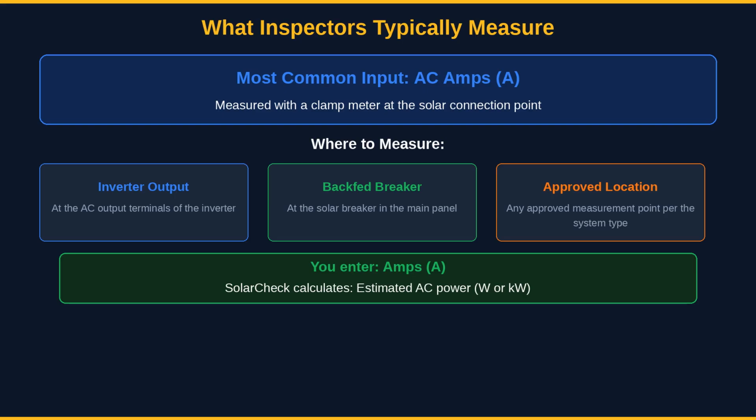In most inspections, you will measure AC amps using a clamp meter at the solar connection point, at the inverter output, the backfed breaker, or another approved measurement location. You enter the amps, and SolarCheck calculates the estimated AC power in watts or kilowatts. This is the most common workflow for standard string inverter and microinverter systems.